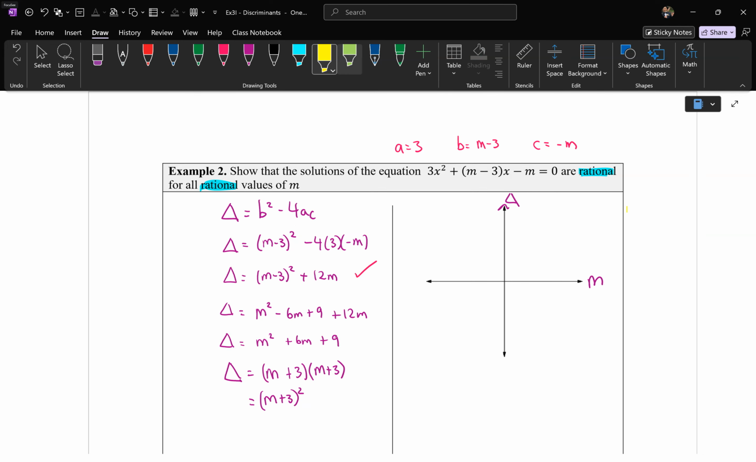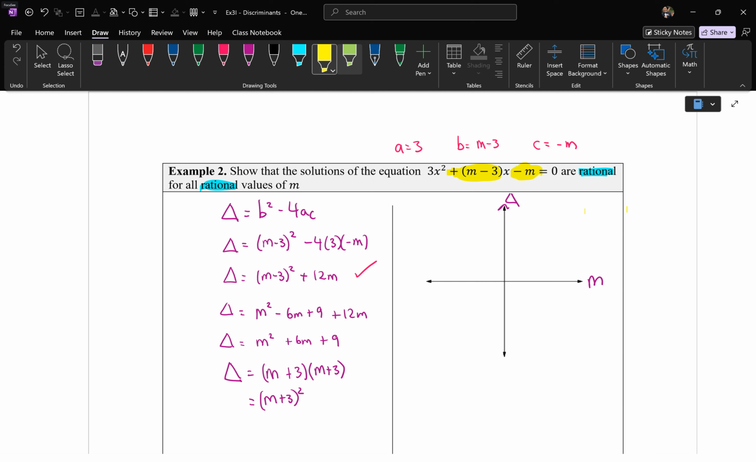Common mistake is when you're identifying your A, B's, and C's. This C is a negative M. If you just wrote M itself, that's one error that could occur. Another one is not getting used to writing this as B. So M minus 3 is the B.